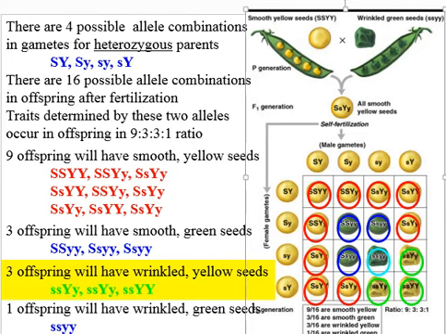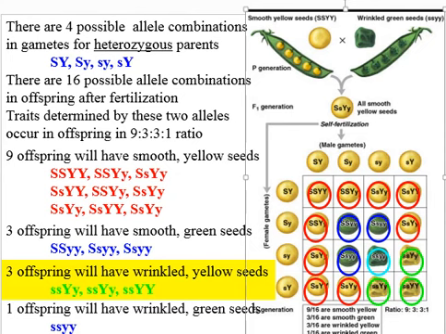Now, if you combine these together when an egg is fertilized or when an ovule is pollinated, now you're back to having 2 S's and 2 Y's. So what are the possible combinations? You could have 2 big S's and 2 big Y's. You could have 2 big S's, a big Y, and a little y. You could have a big S and a little s, a big Y and a little y.